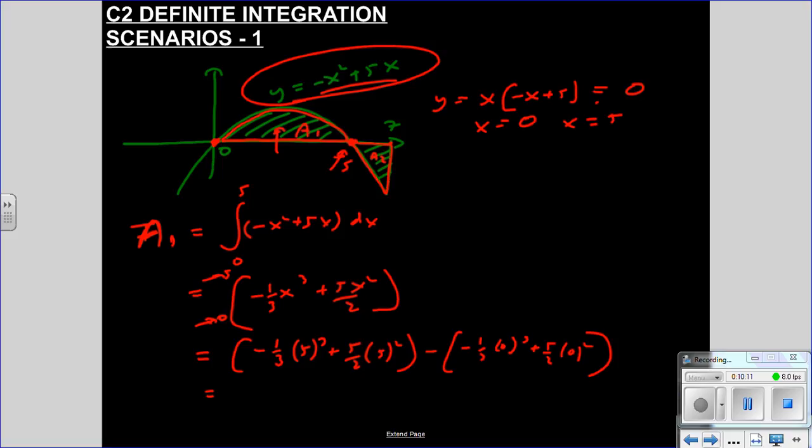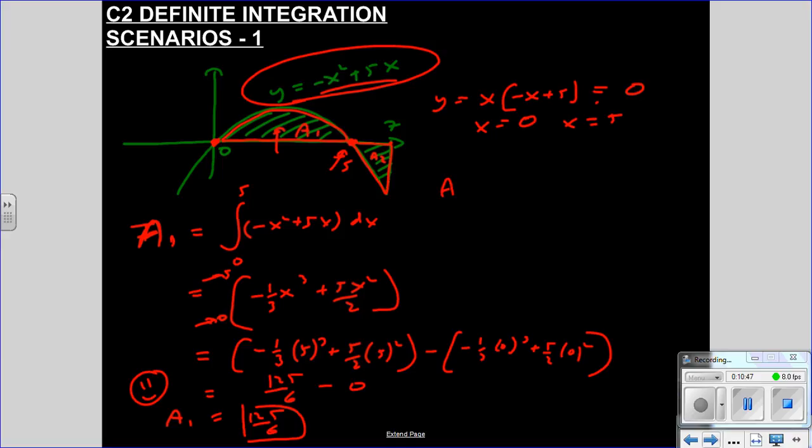Whack that in the calculator. So minus a third times 5 cubed plus 5 by 2 times 5 squared. 125 over 6 and minus 0. So 125 over 6 is area 1, yeah? Which you could quickly check in your calculator. Let's do that. So put in 5, 0, magic integral button, minus alpha squared plus 5 alpha x. And we do get 125 over 6, so we're happy.